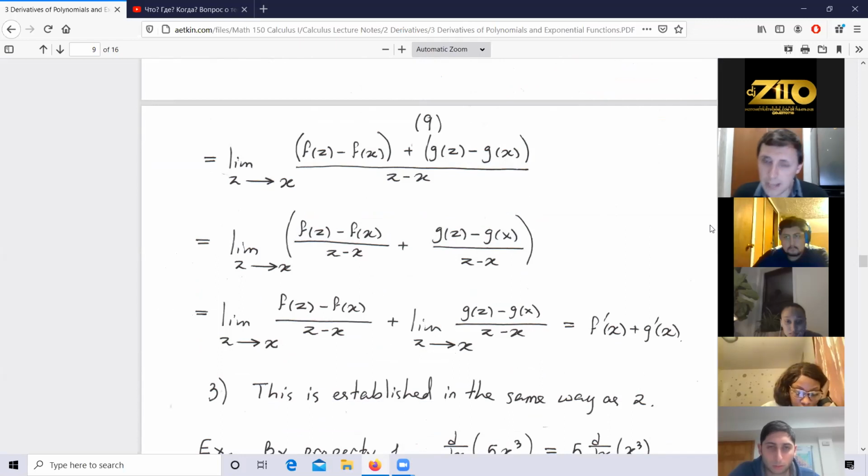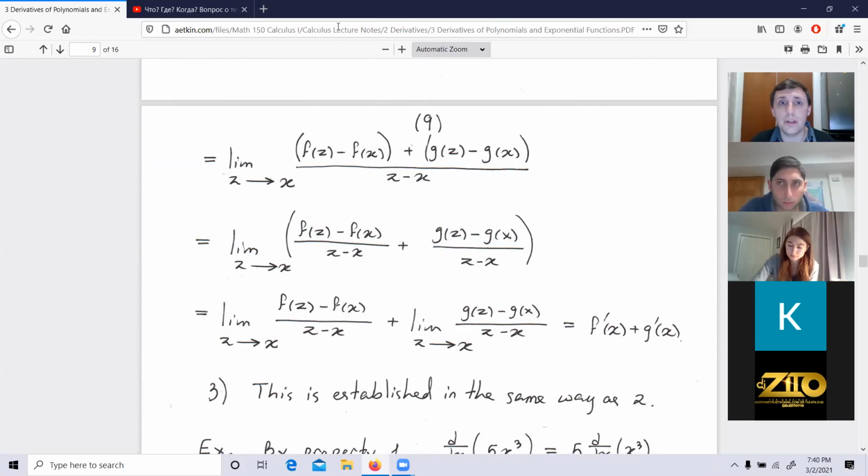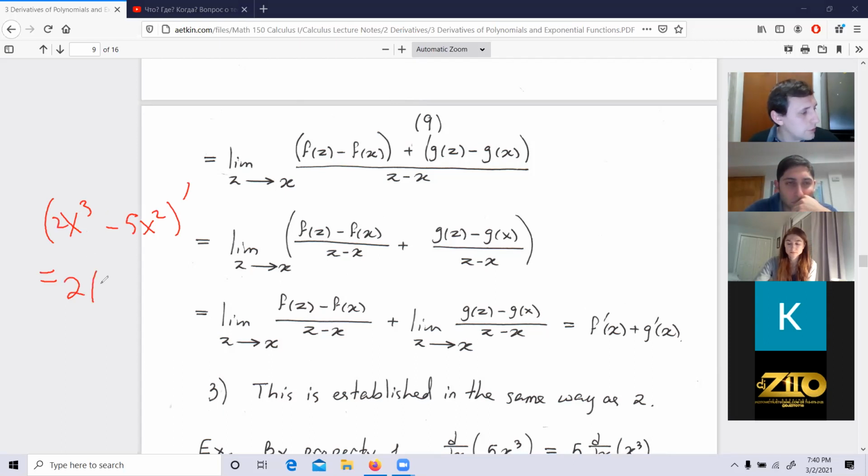You're clear, guys? I just verified that I can use the derivative rule for addition and for scalar multiplication. So rule number 1 and rule number 3 allow me to take derivatives of functions of this form. For example, what's the derivative of 2x cubed minus 5x squared? It will be 2 times the derivative of x cubed, which is 3x squared, minus 5 times the derivative of x squared, which is 2x.